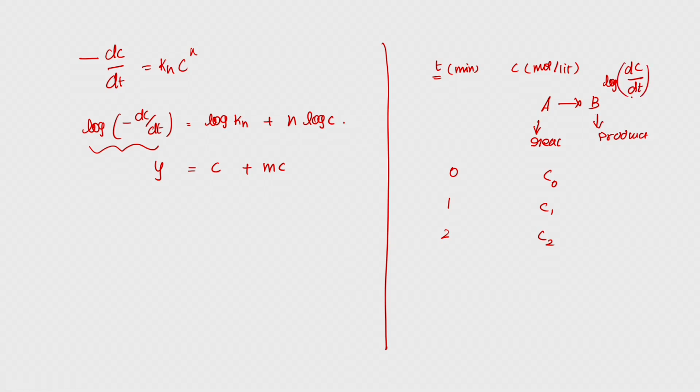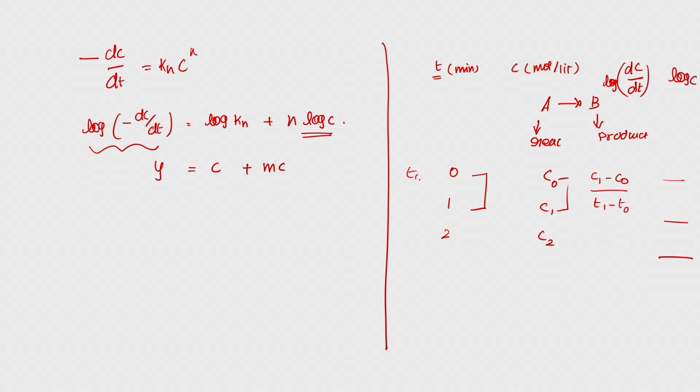So first I should be determining what is dC/dt, then after that I will be taking log, and also I would require log of C. So log of C is straightforward, you will be doing it. So dC/dt, how do you calculate? dC is nothing but C1 minus C naught upon T1 minus T naught.